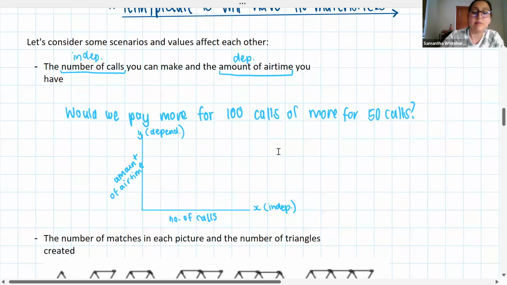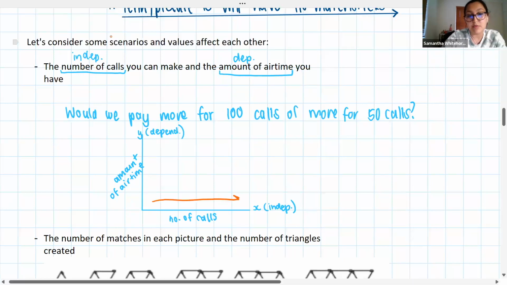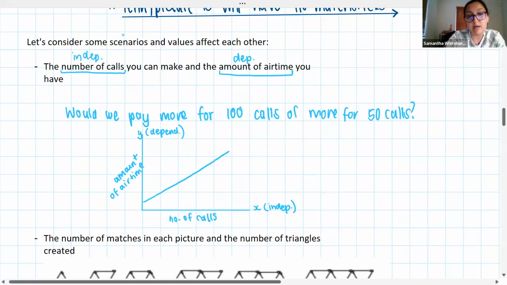Okay, now I'm not going to put numbers on here. We'll get to scenarios like that. But basically, let's grab a color here. As I increase the number of calls, I'm increasing the amount of airtime I use. So as a graph, the more calls I make, the more airtime I am using.